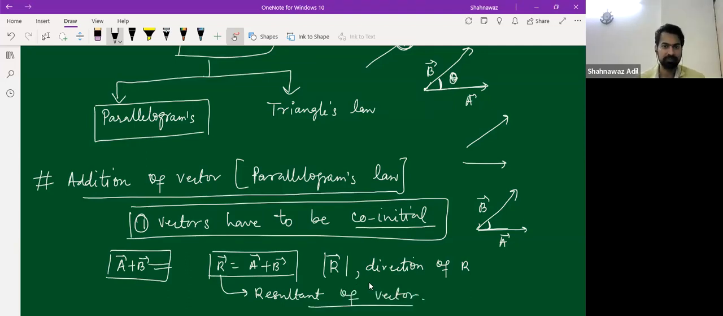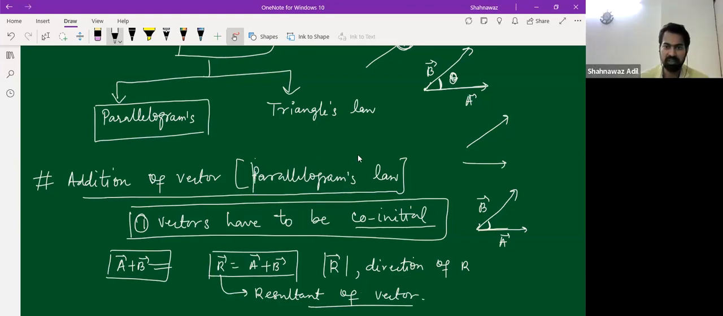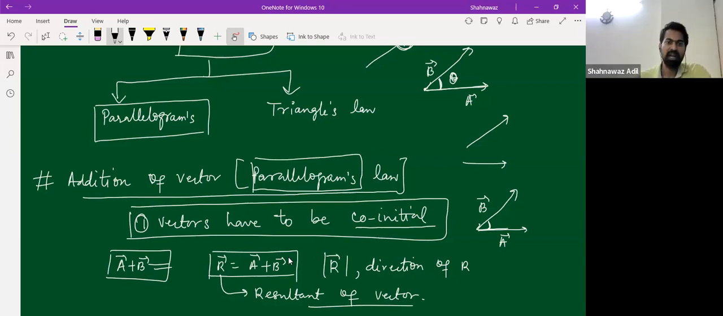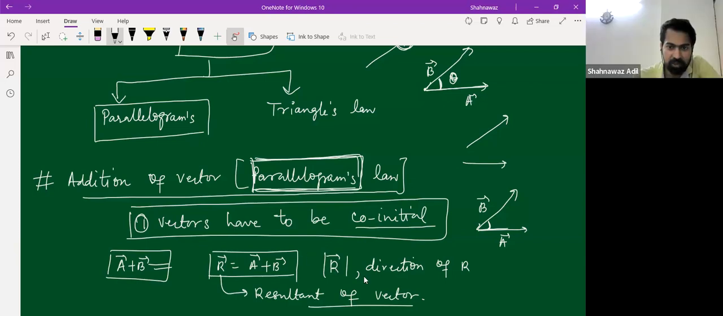Understood, guys? And the idea is that we have to make the parallelogram. As the name suggests, we have to make the parallelogram. To apply this parallelogram law, as the name suggests, we have to make a parallelogram. So the geometry would be a parallelogram. Let me draw the geometrical representation of this parallelogram.